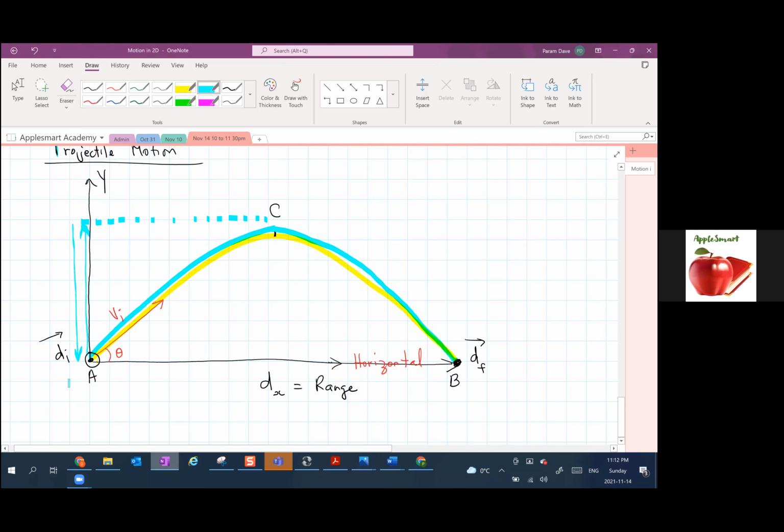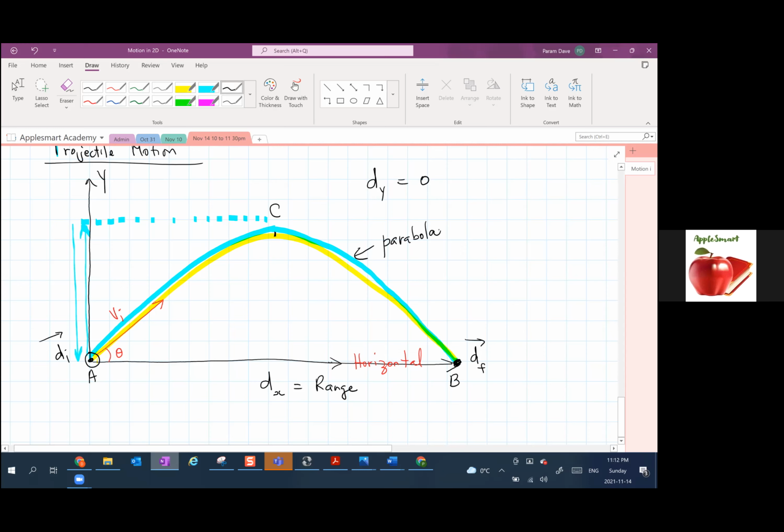All right. And so what you can say is that the dy, the total displacement along the y in this case, is 0, because it starts and ends at the same level. That's A. Okay. So the motion of this object, where it follows a parabola, the path that it is taking right now, the yellow path, the blue path even, is called a parabola, right?